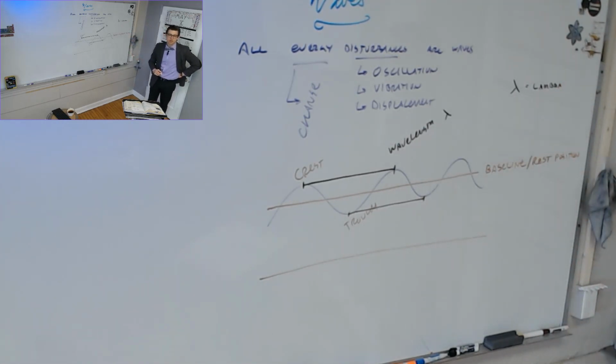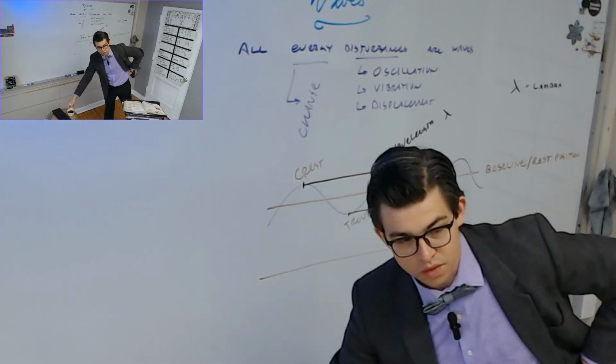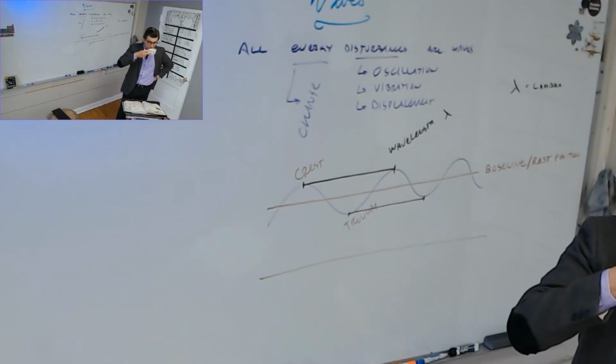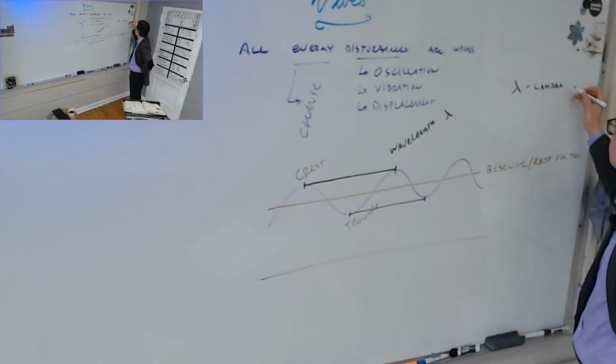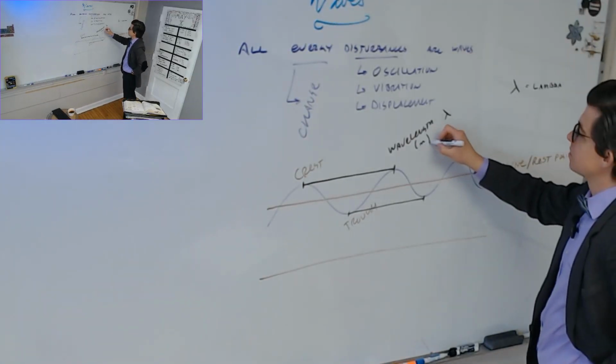How do you think we would measure wavelengths? Well, it's a length, so what do we use to measure length in the SI? Meters or some derivative thereof. Wavelength is measured in meters.